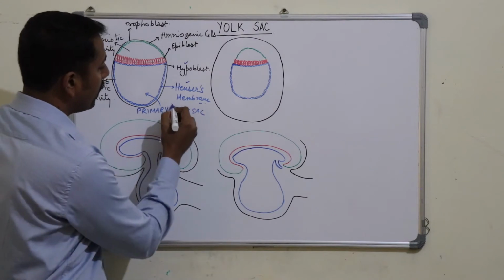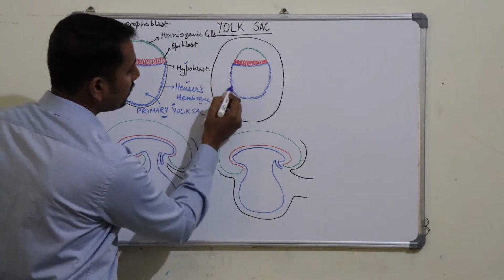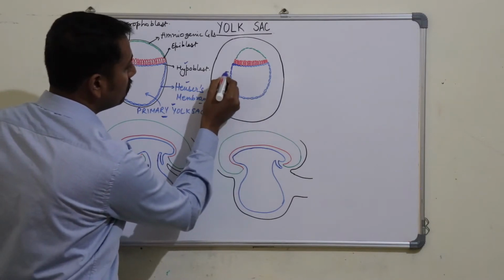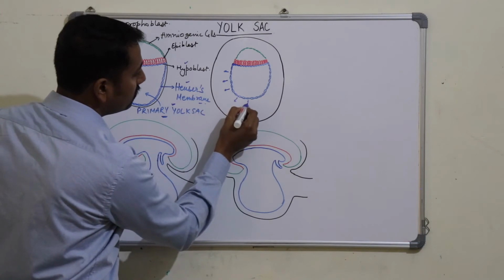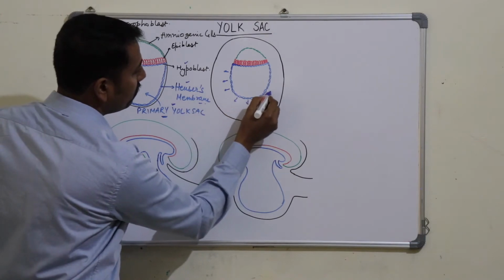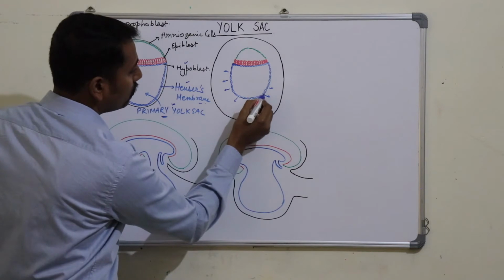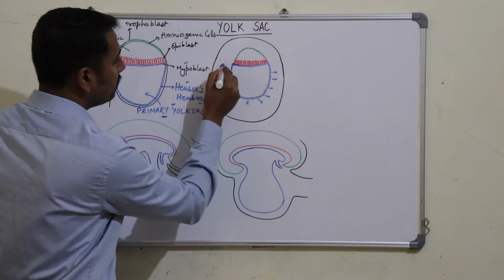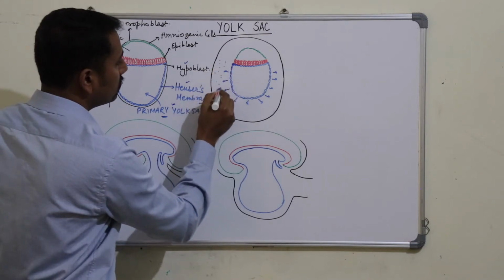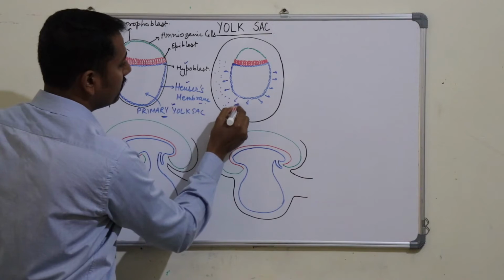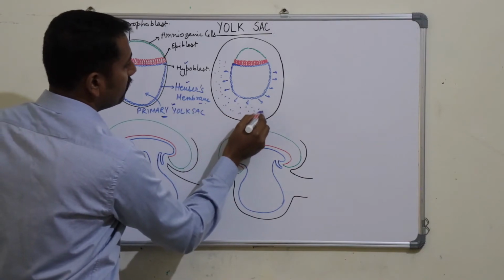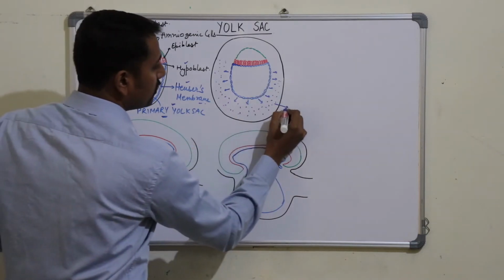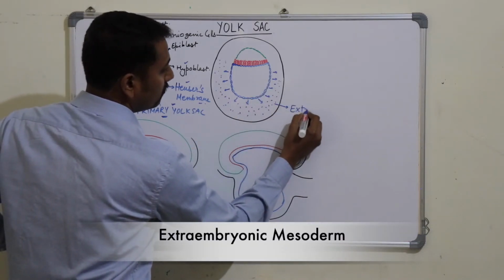After the formation of the primary yolk sac, these yolk sac cells will secrete a connective tissue, loose connective tissue around it, or in the space between the trophoblast and the yolk sac. This loose connective tissue between the trophoblast cell layer and the primary yolk sac is known as extra-embryonic mesoderm.